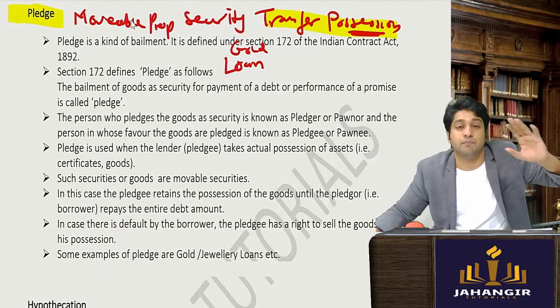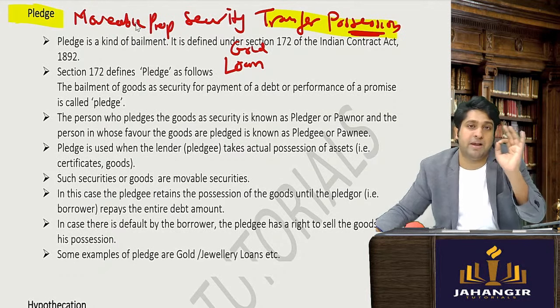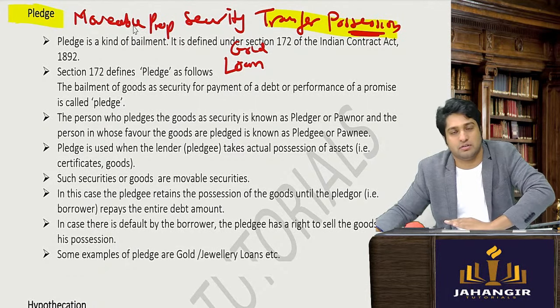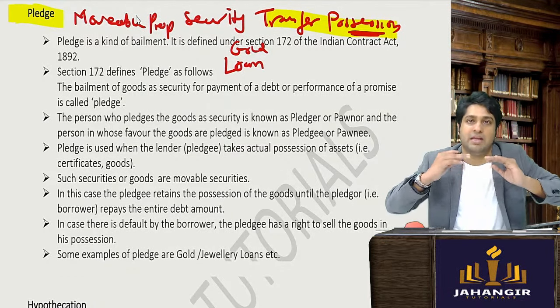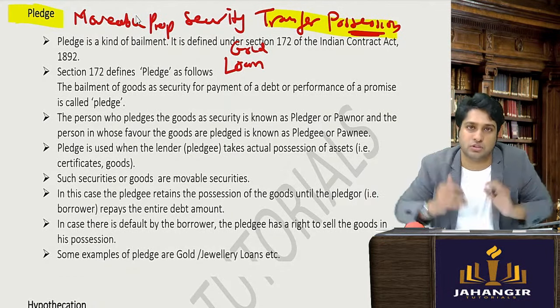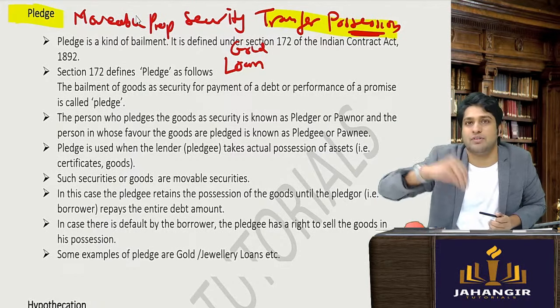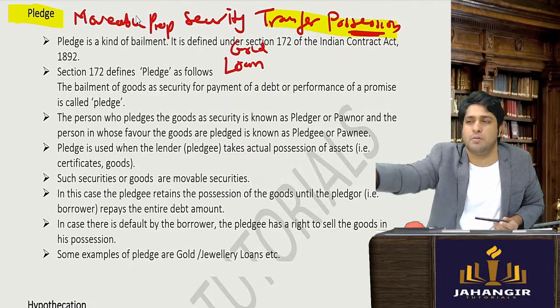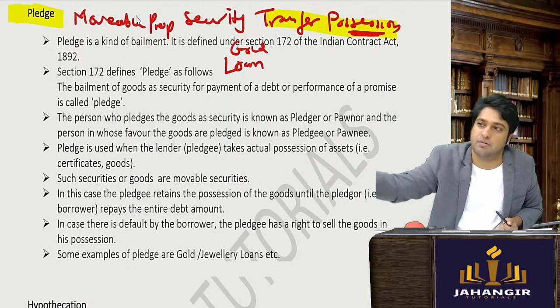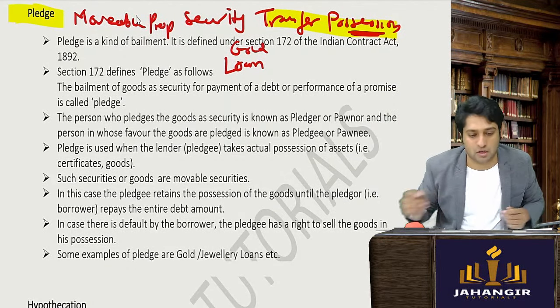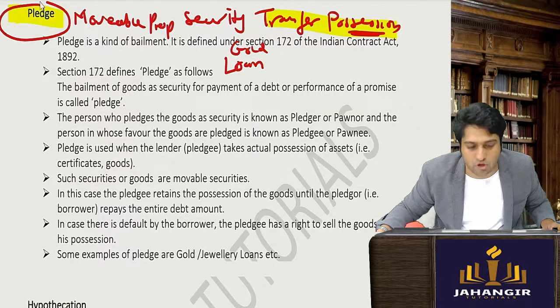So pledge is a kind of bailment. Bailment is delivering the goods for a certain purpose. So here we are delivering the goods to him for a purpose, to keep as security. Once the purpose is over, that is once the loan has been repaid, it will be given back to me. Clear?